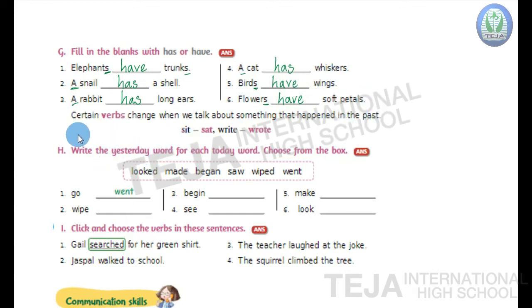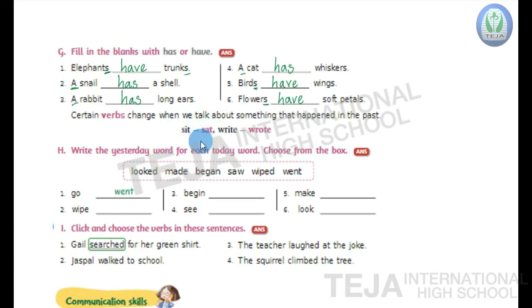Okay. Now next, children. Certain verbs change when we talk about something that happened in the past, like sit, sat, write, wrote. So verbs also change when we talk about something that had happened in the past. That is, in the present tense, we use the word sit, whereas in the past tense, when we talk about anything which has already happened, the present form will change into past tense.